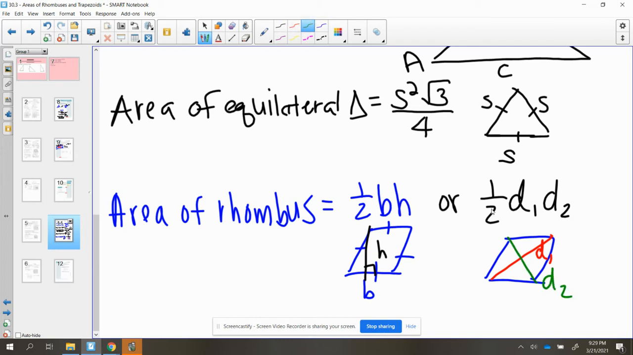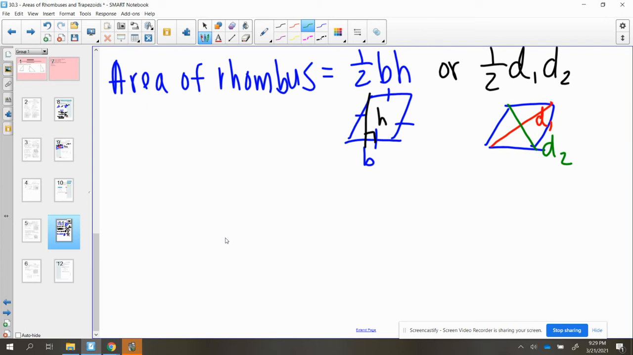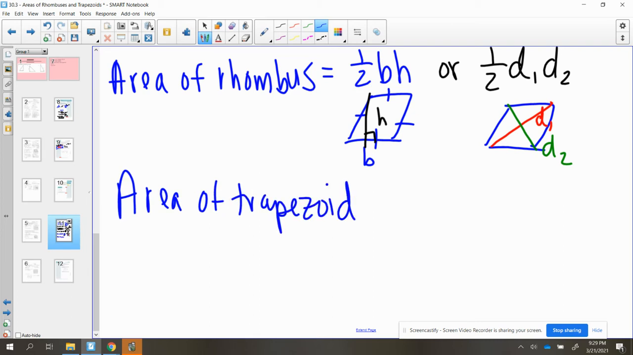So two formulas there. And we also are going to have a formula for the area of a trapezoid. There's only one formula this time to remember. Area of a trapezoid is equal to 1/2 the height, and then the sum of the bases, base 1 plus base 2.